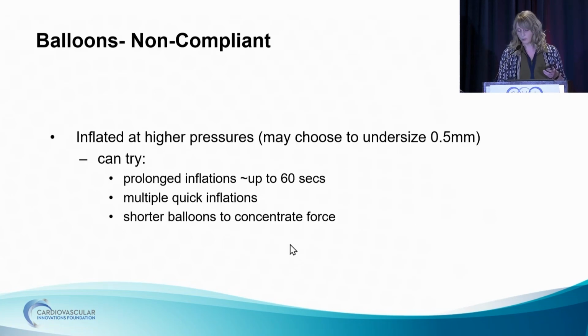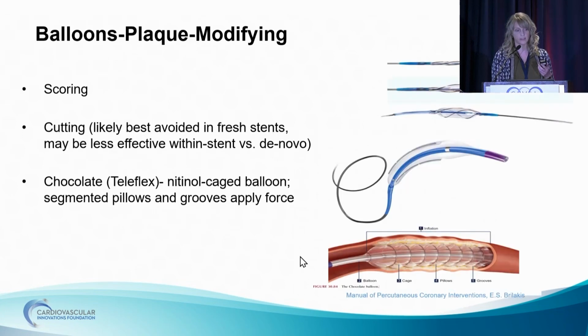So for noncompliance, we're all familiar with this. Just a couple of quick tips. For ISR, you may want to do more prolonged inflations or multiple quick up and down inflations. Sometimes taking a shorter balloon can help you concentrate the force a little better at the target region. And keep in mind, you're not putting these NCs in and just going to 12 atmospheres. That's rarely going to help you. You do want to take them up to higher atmospheres as well. If you're going very high, you may undersize a little initially.